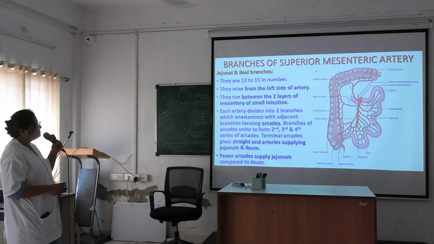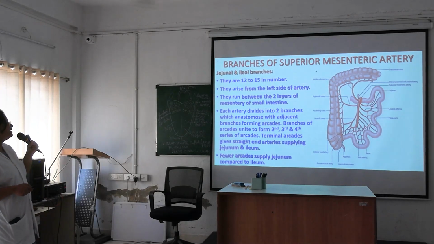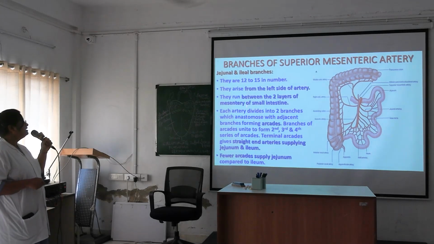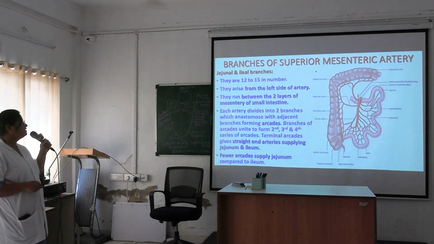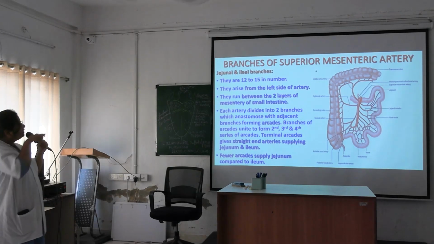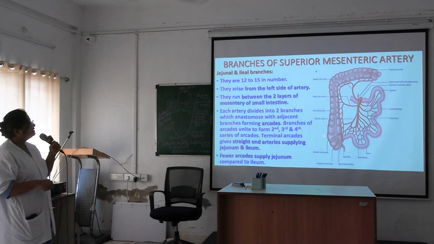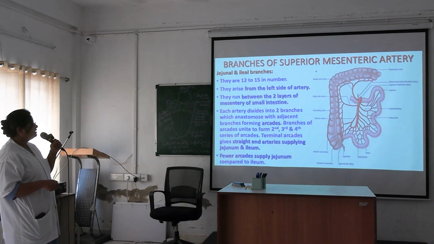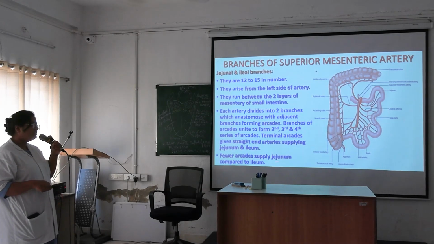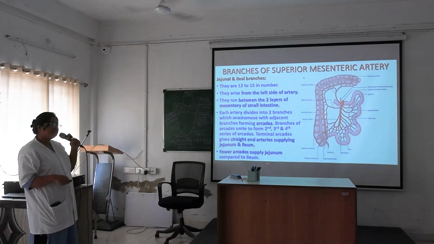Jejunal and ileal branches, 12 to 15 in number, arise from the left side of the artery and run between the two layers of mesentery of the small intestine. Each artery divides into two branches which anastomose with adjacent branches. Here is the anastomosis, forming the arcades, and branches of arcades unite to form the second, third and fourth series of arcades. Terminal arcades give straight end arteries supplying the jejunum and ileum. Fewer arcades supply the jejunum compared to the ileum.